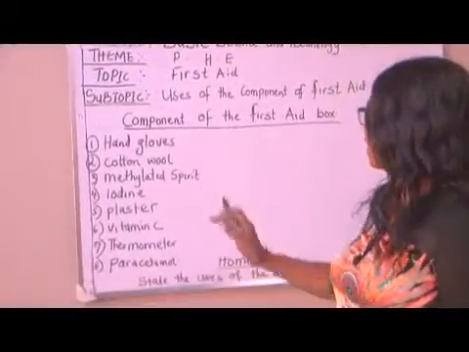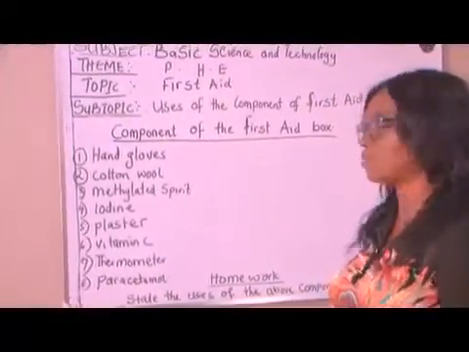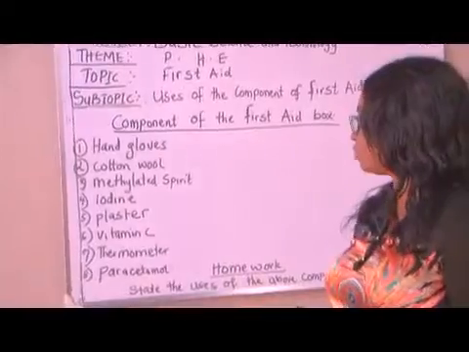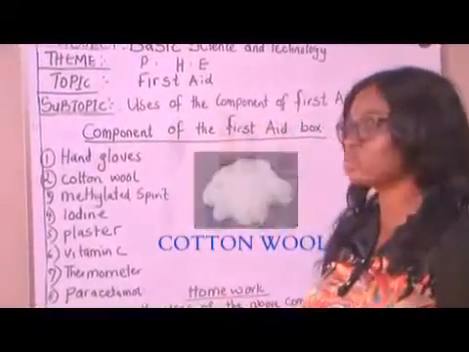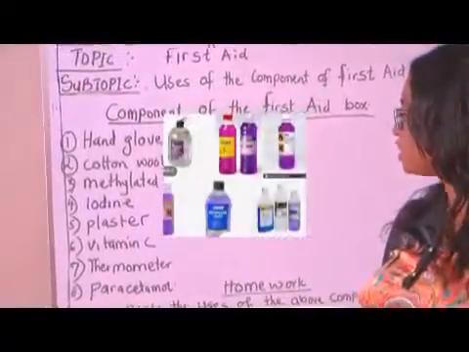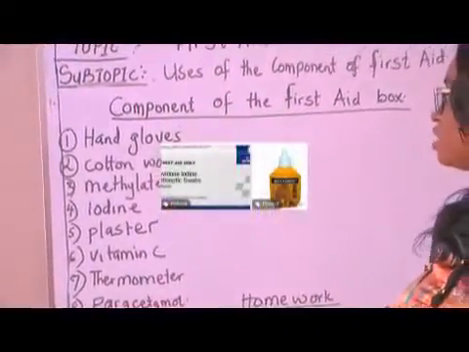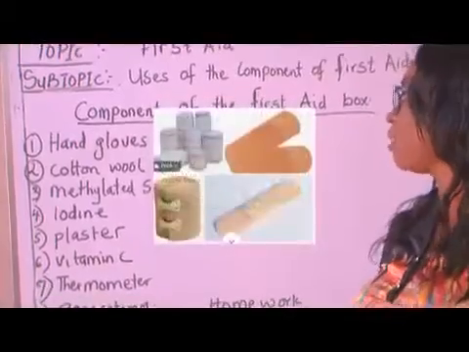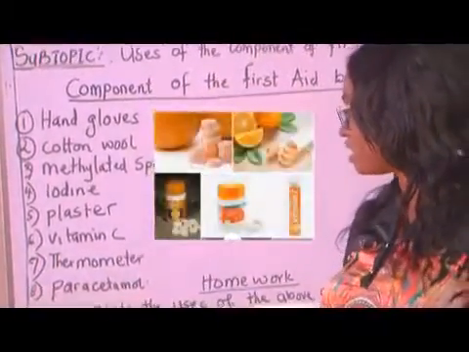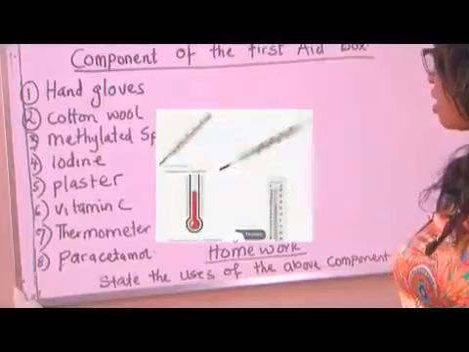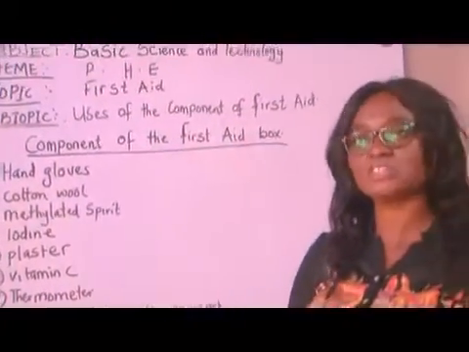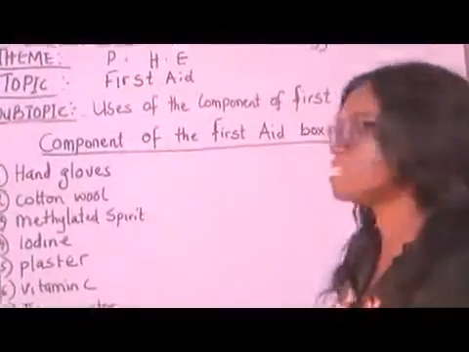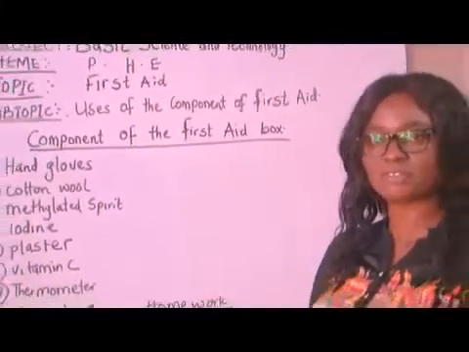Here we have the components of the first aid box. Like I said, I was going to write them on the board. Number 1, hand gloves. Number 2, cotton wool. Number 3, methylated spirit. Number 4, iodine. Number 5, plaster. Number 6, vitamin C. Number 7, thermometer. And number 8, paracetamol. So I need you to pay attention as I explain these components to you one after the other.